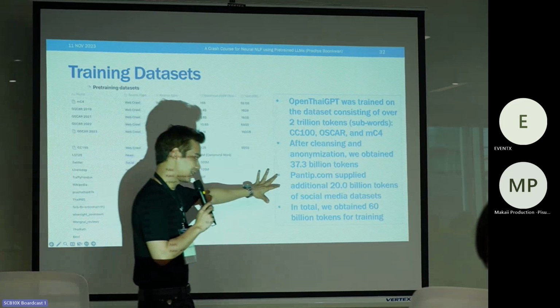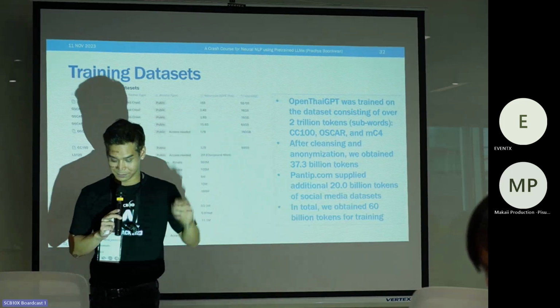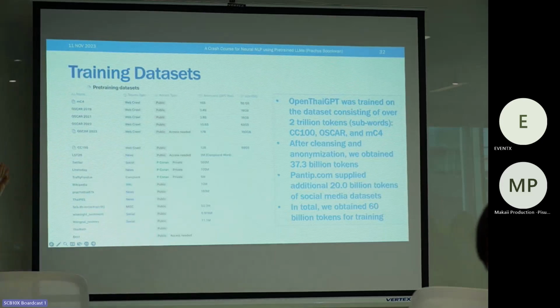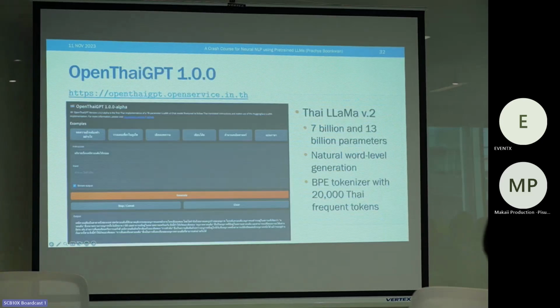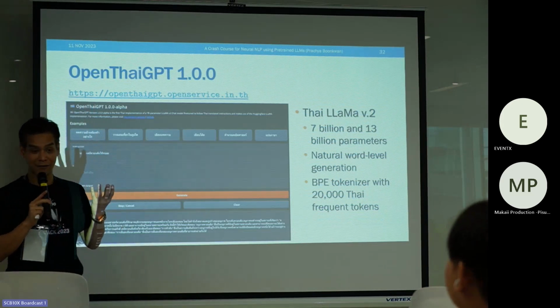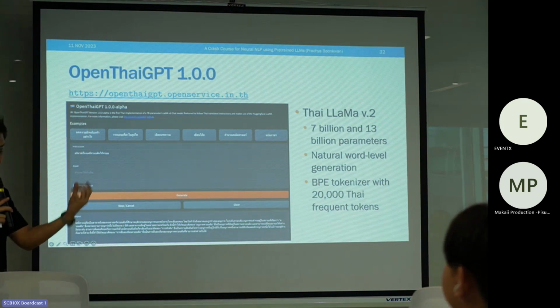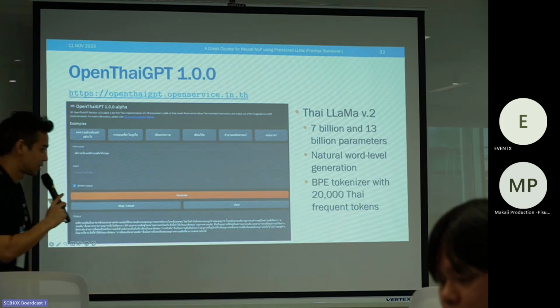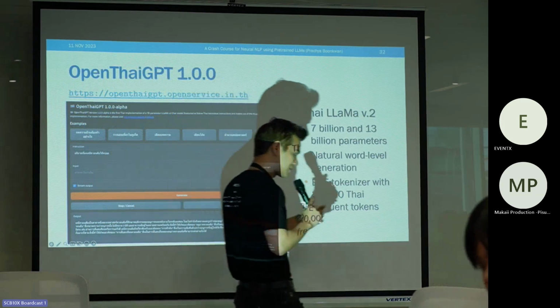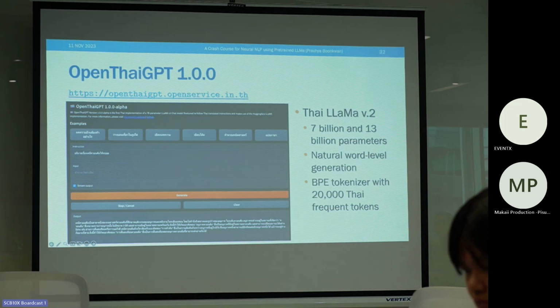Luckily we've got Pantip, they donated about 20 billion tokens, so we've got about 60 billion tokens and we train the model accordingly. We train the model based on Llama version 2. It means that all the embedded knowledge on Llama version 2 is already there and applied to Thai as well. So it can do many things like machine translation. It speaks English too, it speaks Japanese, it speaks Chinese. It depends on your configuration.